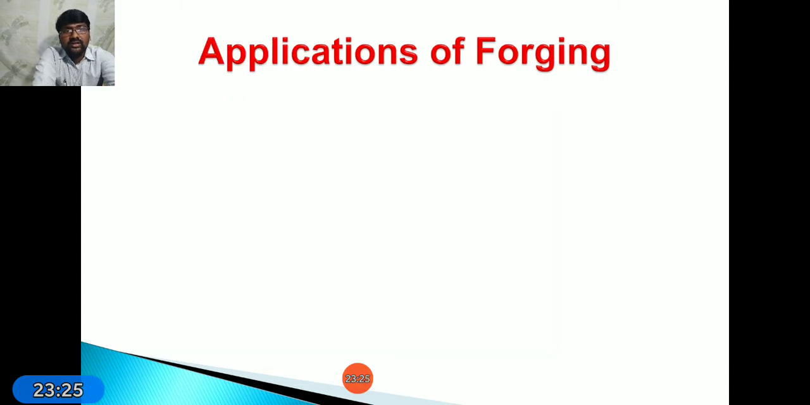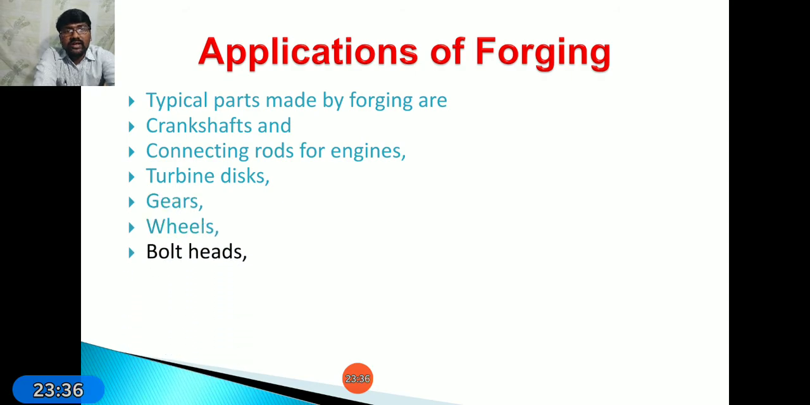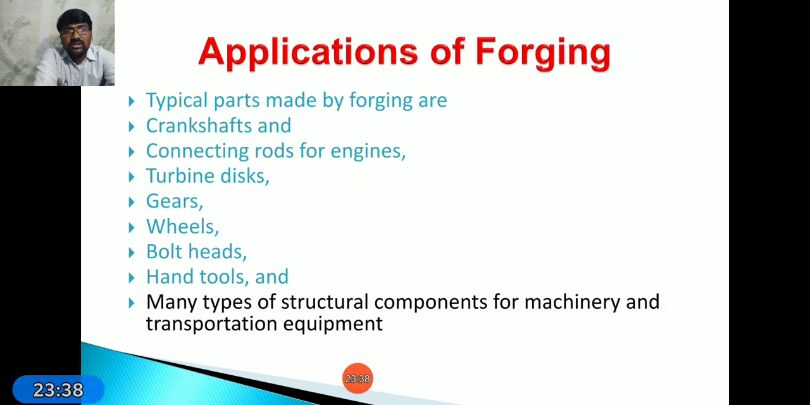Next, coming to applications of the forging process, like crankshafts, connecting rods for engines, turbine discs, gears, wheels, bolts, bolt heads, hand tools. Many types of structural components for machinery and transport equipment can be manufactured by using this forging process. Okay, that is about the forging process.